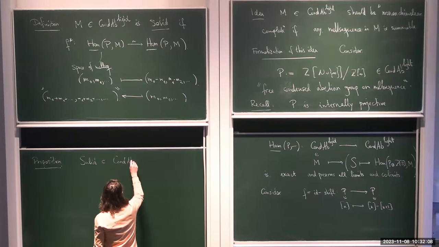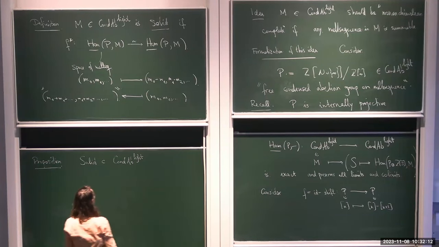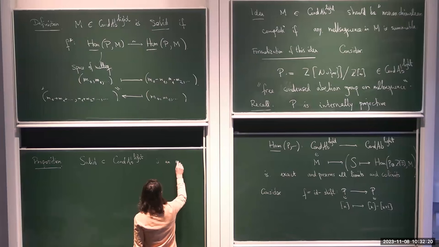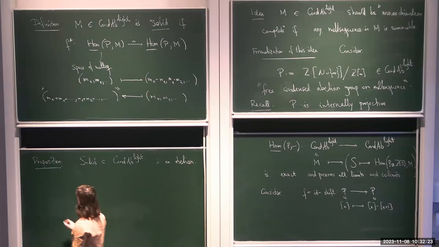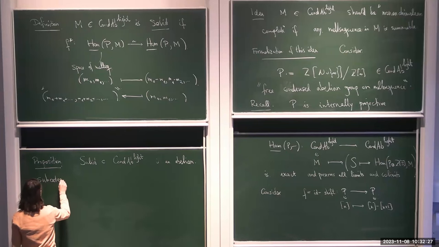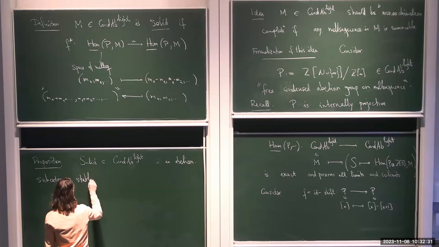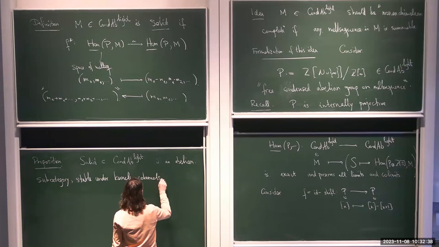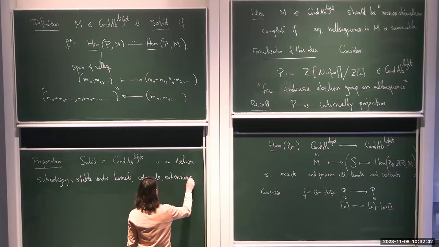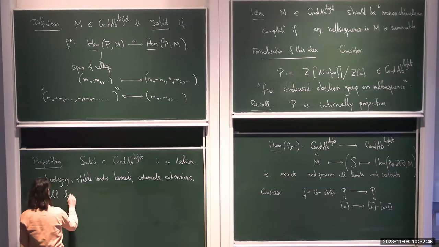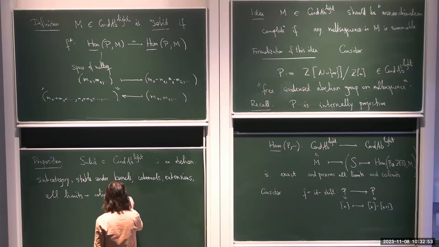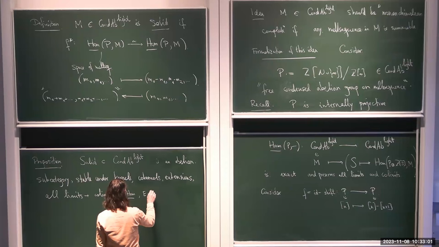If you consider the subcategory of solid abelian groups, it's actually an abelian subcategory, stable under kernels, cokernels, extensions, all limits and colimits, even internal Homs, and in fact also internal Ext if you want.